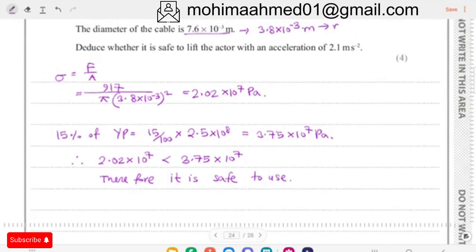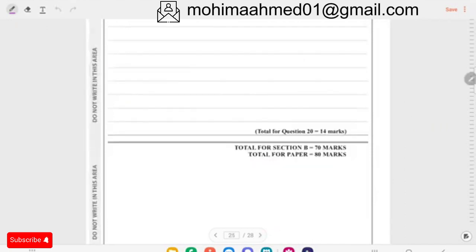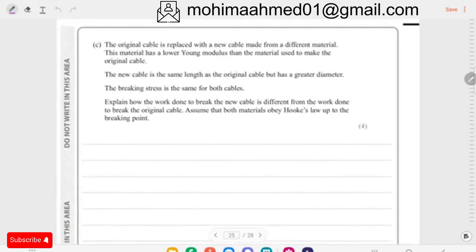Okay, so this was it for question, I think it was 20B3. So we'll move on to this next page, the last question. Okay, the original cable is replaced with a new cable made from a different material. The material has a lower Young modulus than the material used to make the original cable.